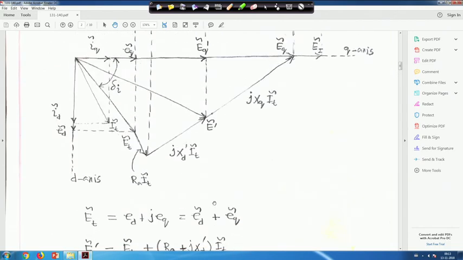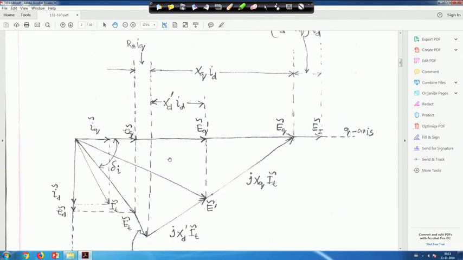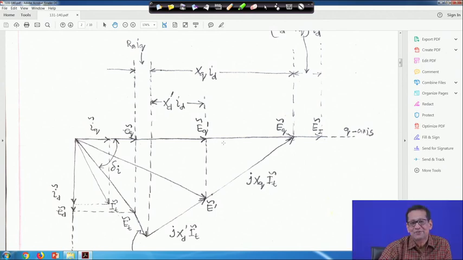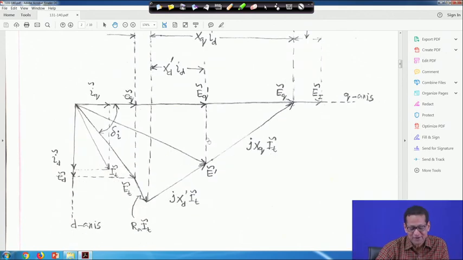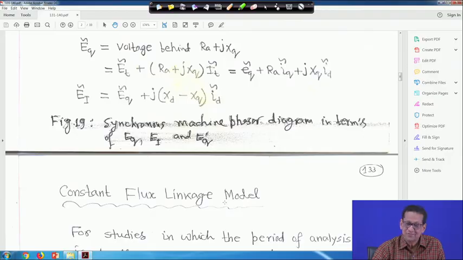I think this portion is now understandable for this phasor diagram. Just see those equations 204, 205 and 206 and see how it has been drawn. The way you draw a single phase AC circuit or three phase AC circuit phasor diagram, only three equations you put in front of you and see how it is drawn. So, automatically you can easily draw this phasor diagram. Okay. So, next will be the constant flux linkage model.